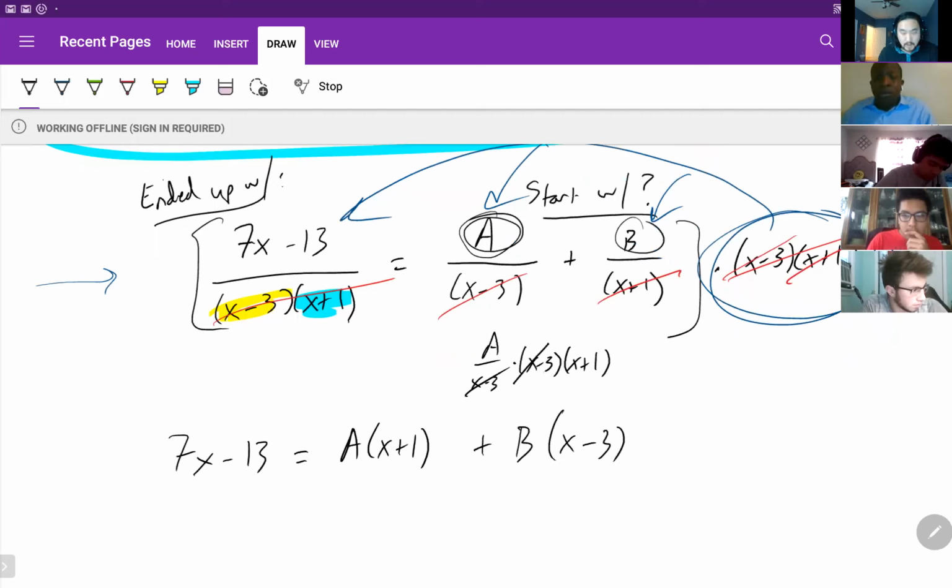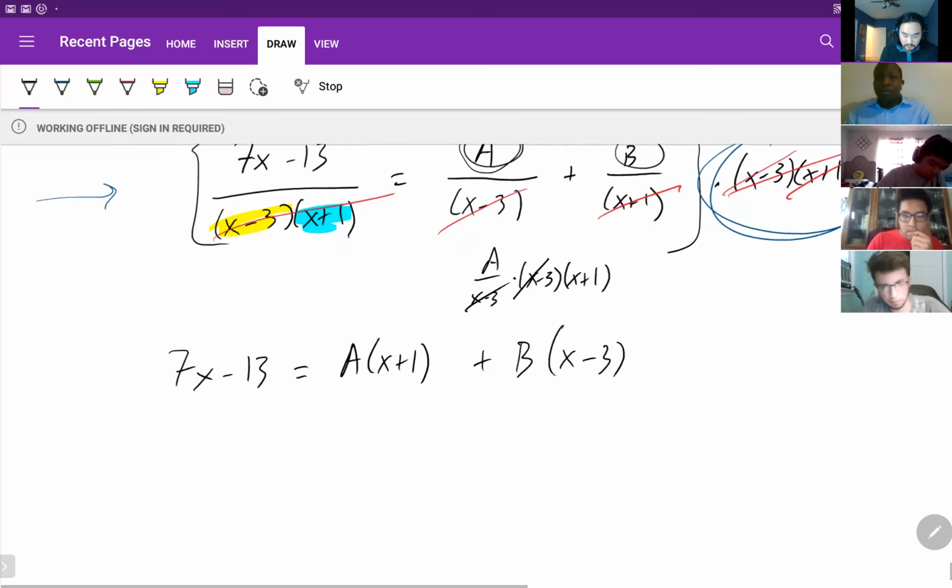Like if it's a over x minus 3, then it's going to be a times the other factor, in this case, which is x plus 1, right? So you can always just jump to this step if you're given a partial fractions problem, right? So here we go.